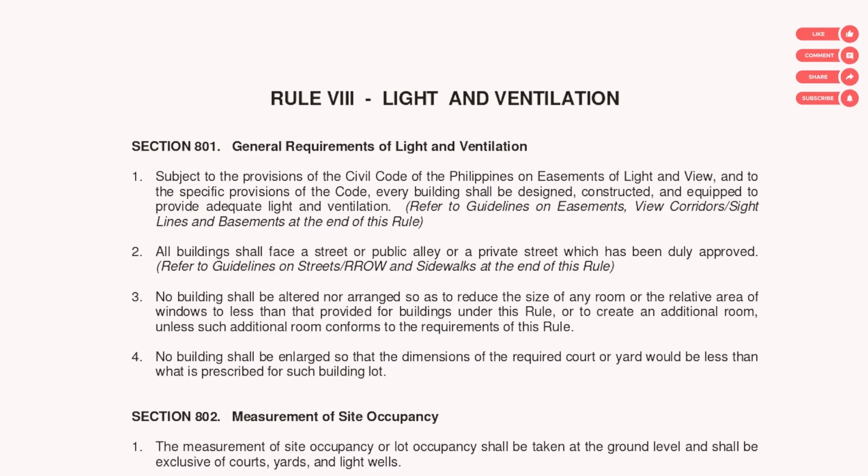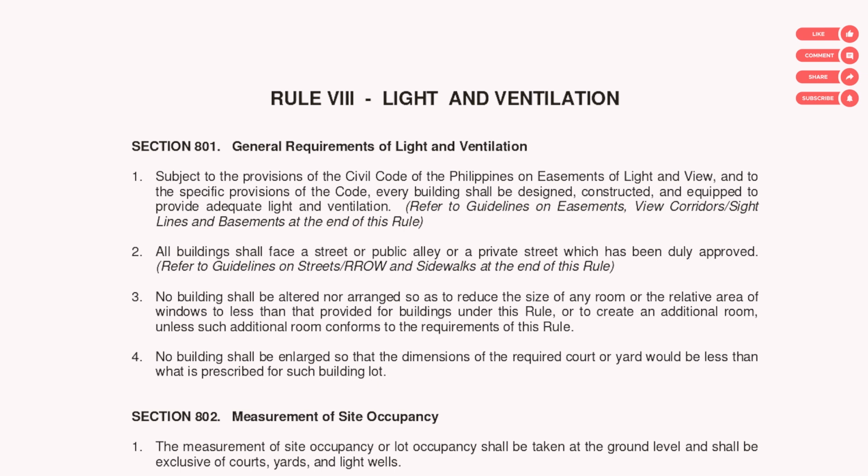Rule number 8 is about light and ventilation. Obviously, the intent of this rule is to ensure that all buildings in the Philippines have adequate light and adequate ventilation. Since this is about light and ventilation, it's no surprise that this chapter is going to deal with those aspects of the building design that affect how much light and how much ventilation buildings get.